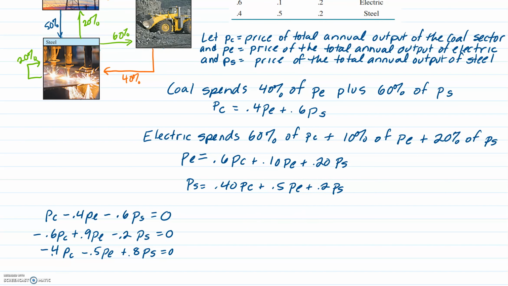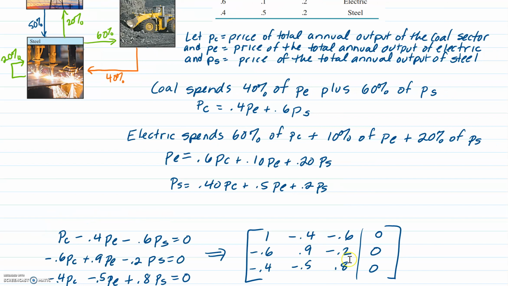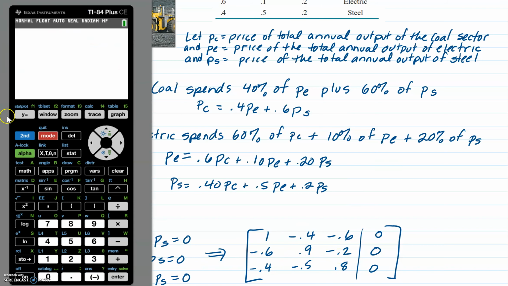So let's write this as an augmented matrix. And now I'm going to solve this. You could do this by hand, but since this has so many decimals, I'm going to go ahead and do it on my calculator. So to do this on your calculator, what you're going to do is go to second matrix, and you need to type in your matrix. So you need to go to edit. So go over to edit.